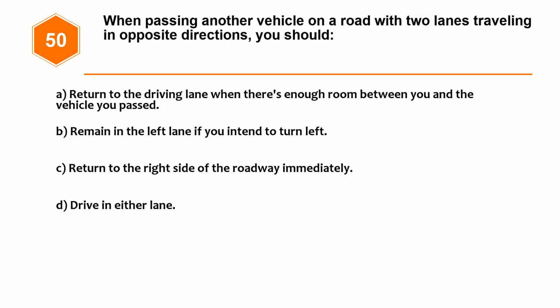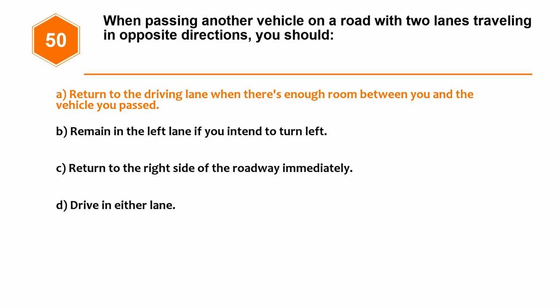Question 50. When passing another vehicle on a road with 2 lanes traveling in opposite directions, you should Option A. Return to the driving lane when there's enough room between you and the vehicle you passed. Option B. Remain in the left lane if you intend to turn left. Option C. Return to the right side of the roadway immediately. Option D. Drive in either lane.